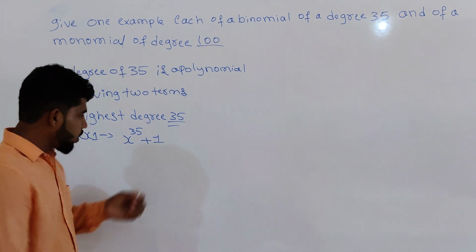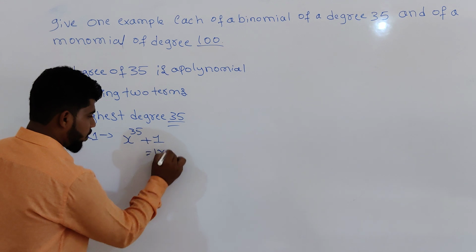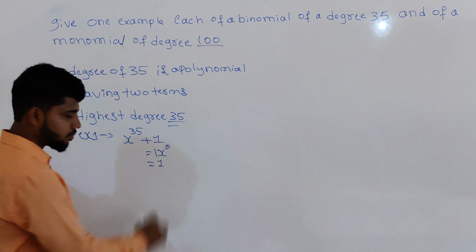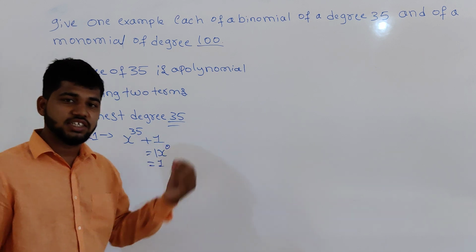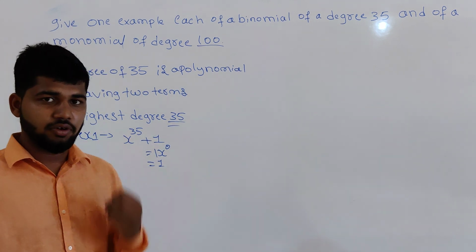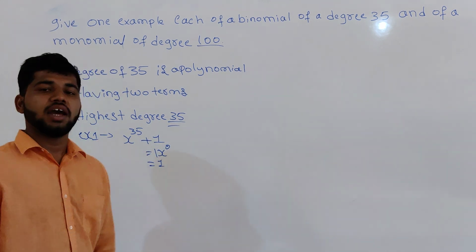Here 1 is also 1x power 0. Between x power 35 and x power 0, which is the highest power here? x power 35 is the highest term.